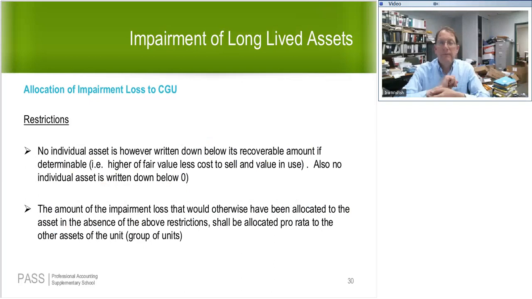Now, don't write it down below its recoverable amount, because part of the recoverable amount is the fair value, and the value in use. So I should not be able to write it down. Remember, my write down is the higher of the two. I keep saying you're not supposed to write something down below your fair value. No kidding. That makes sense. Also, no write down below 0. Okay, I'm good with that.